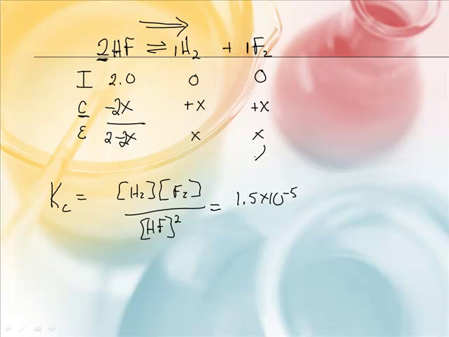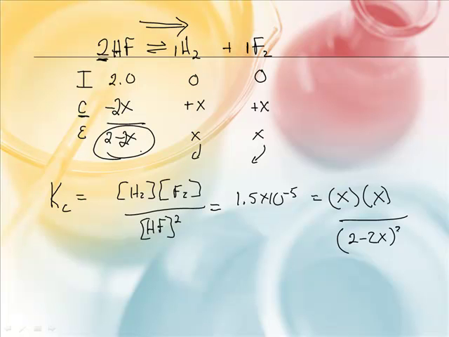Now I'm simply going to plug in my x values into the appropriate expression. So just plug and chug. This will be x times x over 2 minus 2x, 2 minus 2x squared. Now I want to find x. Yep, now we've got to do some algebra.